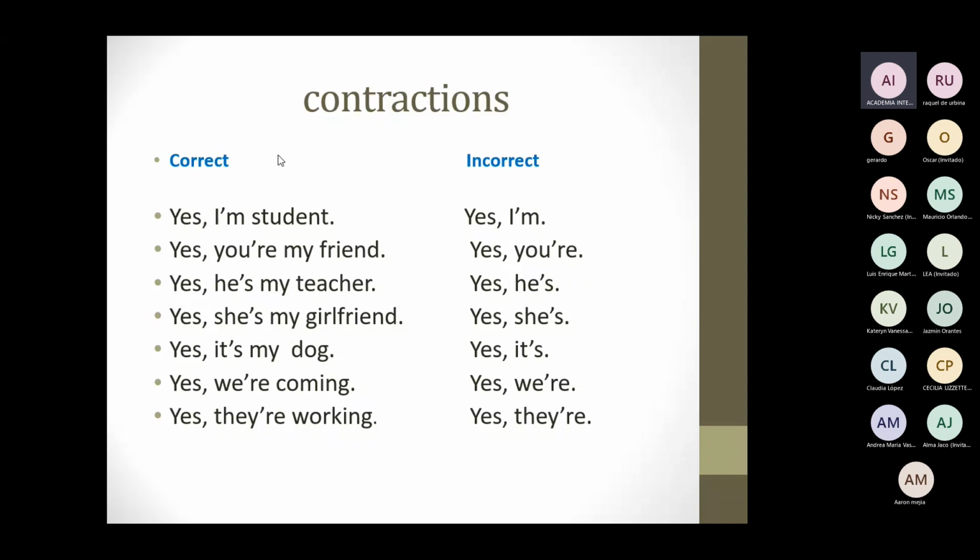When we want to use contractions with short answers, we need to be careful in that part. Necesitamos ser cuidadosos. Why? Because when we use contractions with short answers, con respuestas cortas, it's incorrect. So we never need to say, nunca necesitamos decir, yes, I'm, yes, you're, yes, he's, yes, she's, or yes, it's. Okay? Yes, we're, yes, they're. Necesitamos añadirle un complemento para que tenga más sentido la oración.